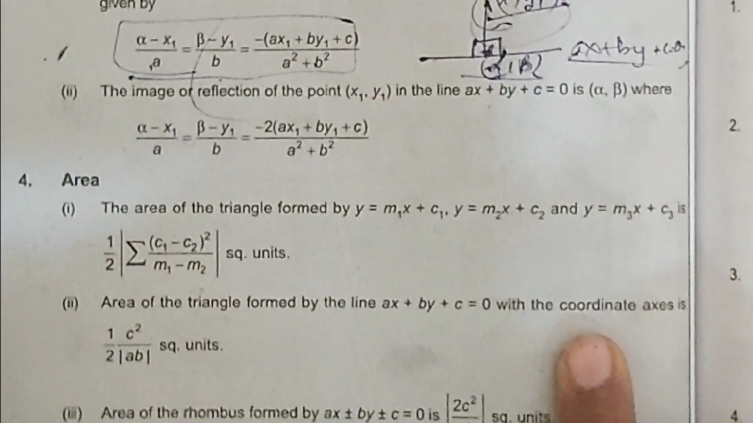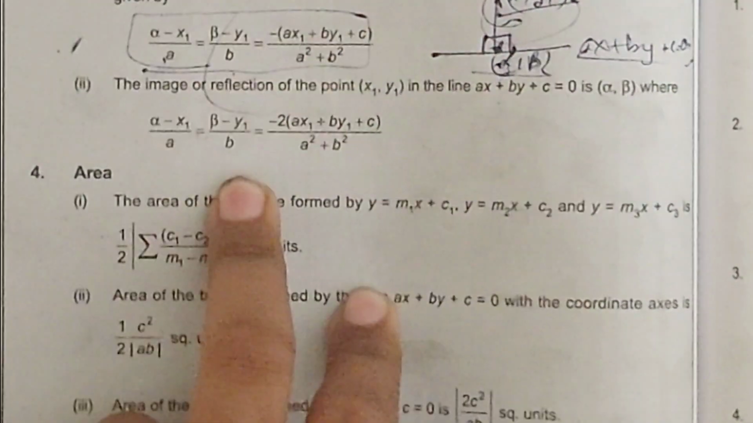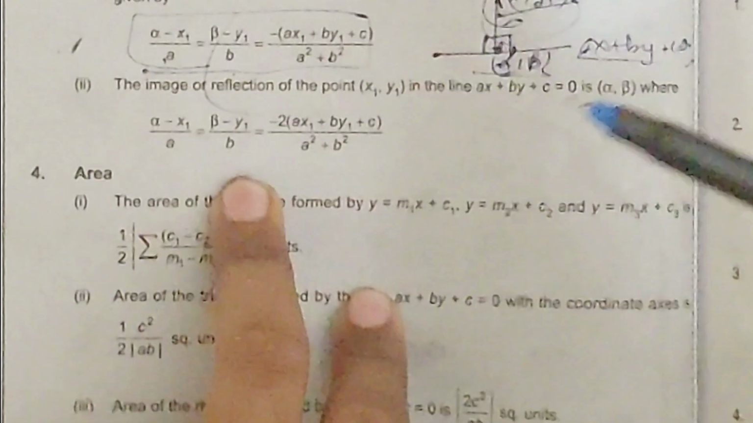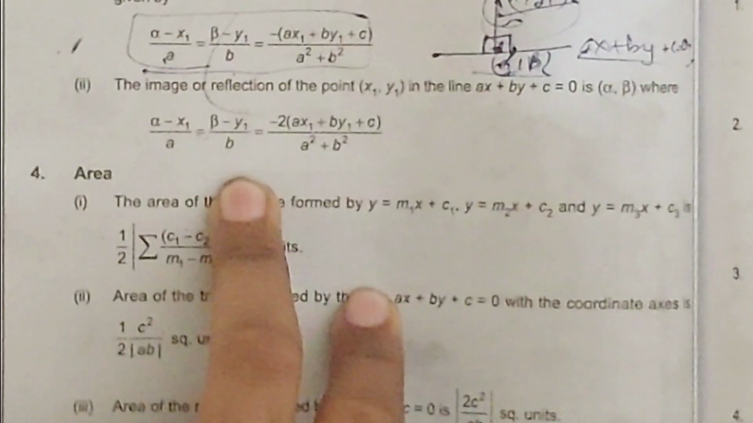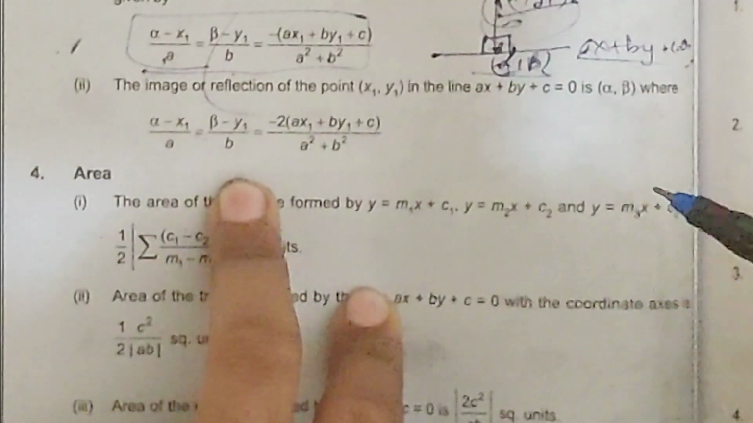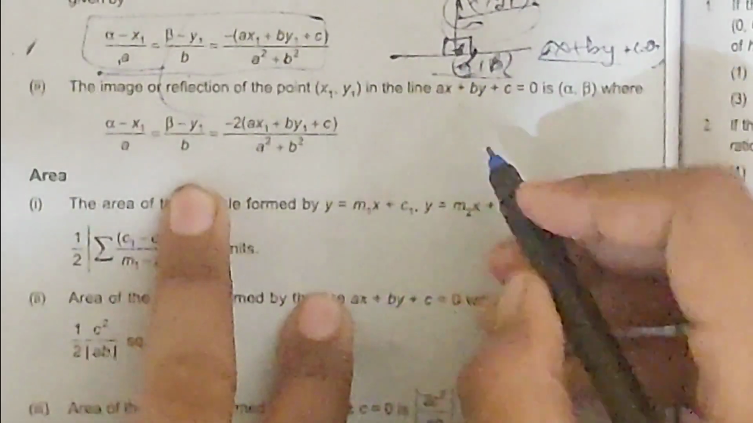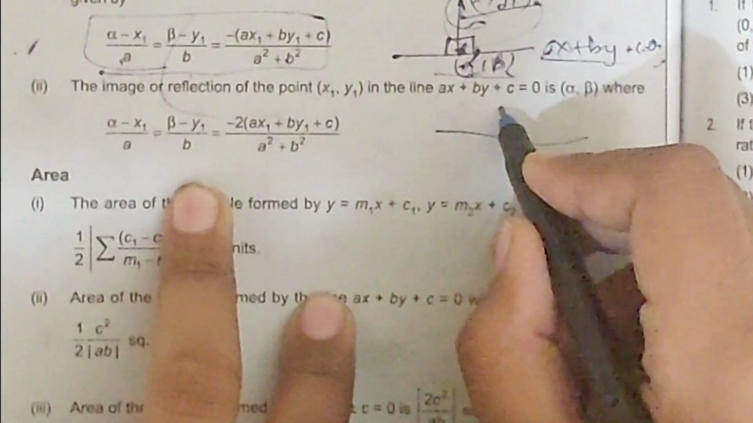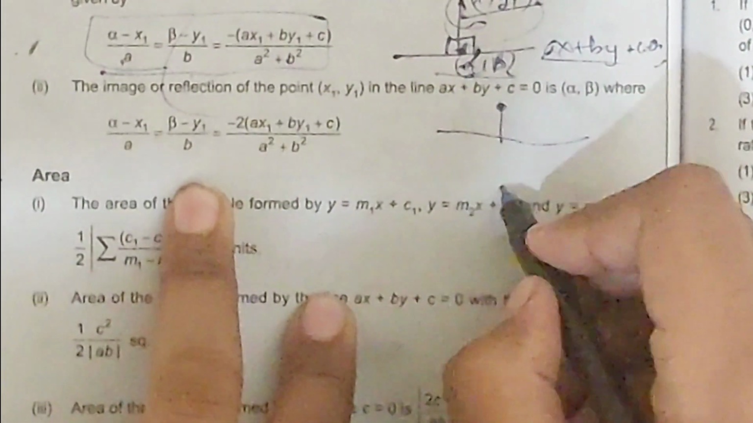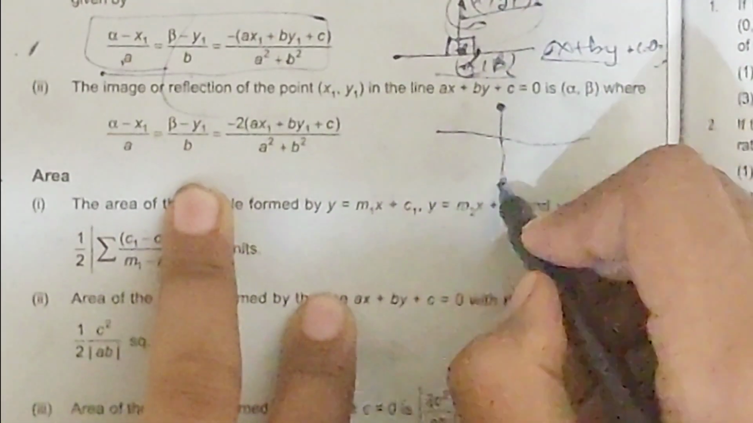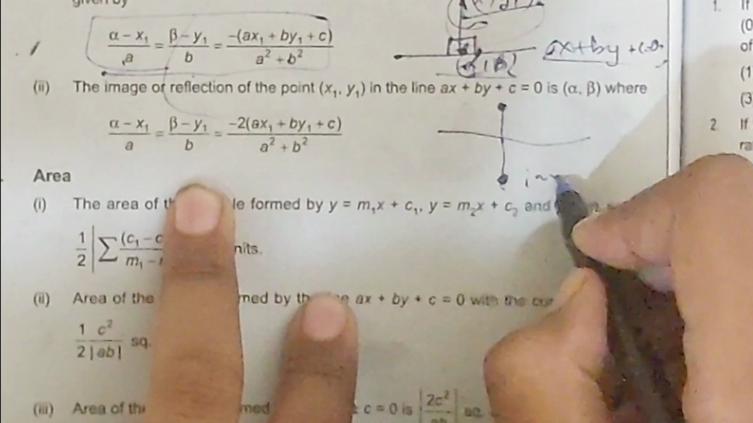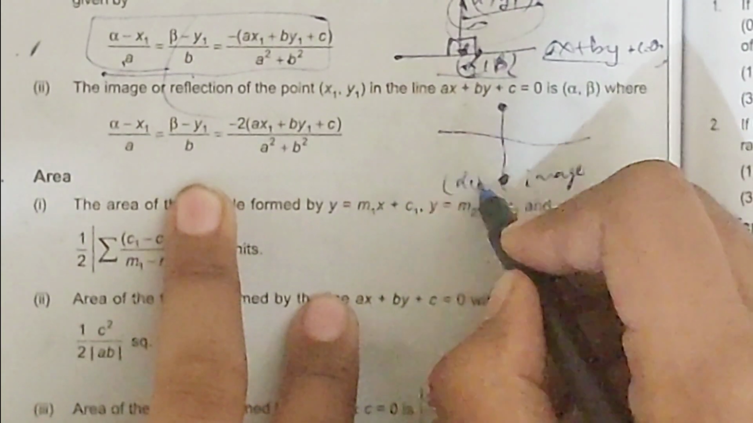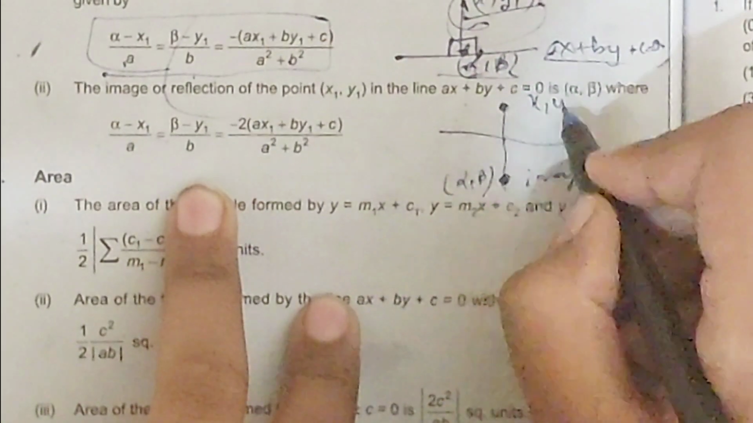The image of the reflection of the point x1 y1 in the line ax plus by plus c is equal to 0 is alpha beta. Okay, image of the reflection, you getting it? This is the line, this is the point, and the reflection of this point will be somewhere here. Finding the reflection of the point is called finding the image of the point. This is alpha beta, and this is x1 y1.